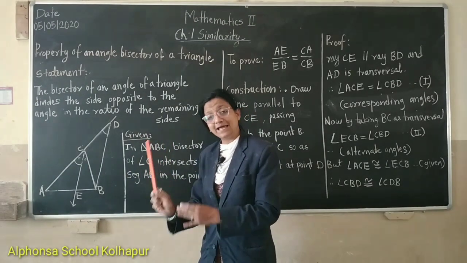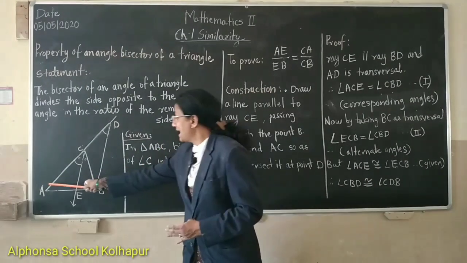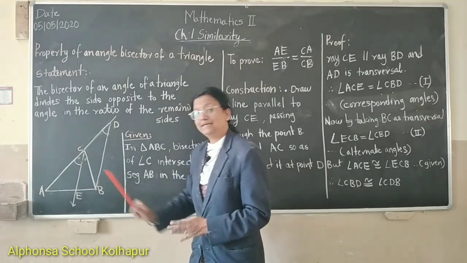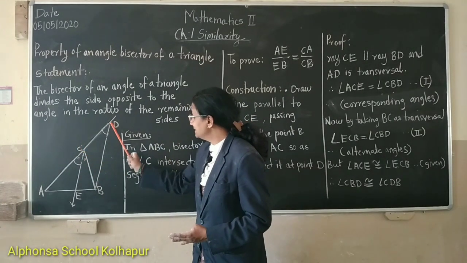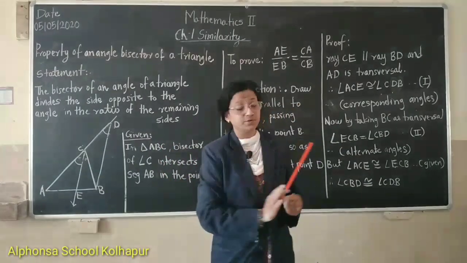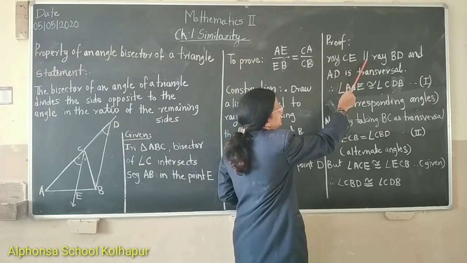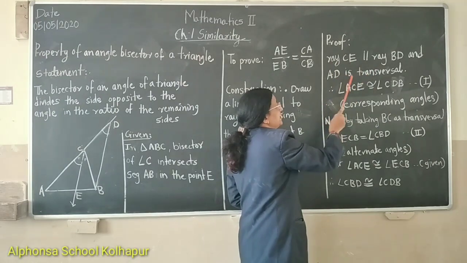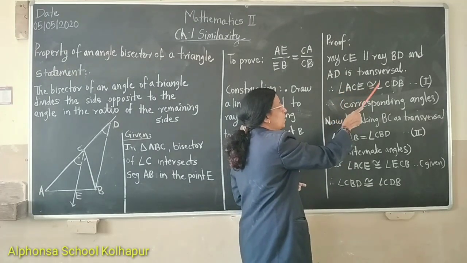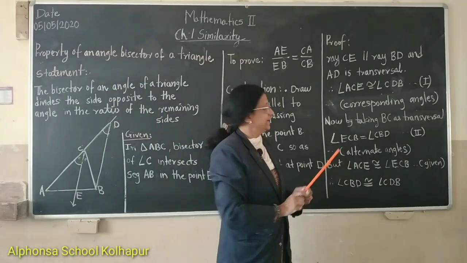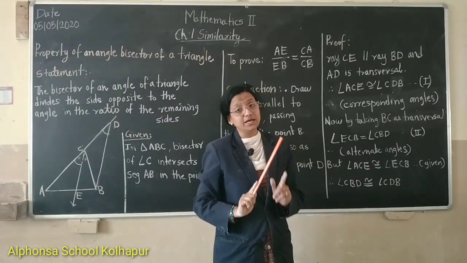So as the lines are parallel, corresponding angles are congruent. Hence angle ACE is congruent to angle CDB. So let us write down that in our proof. So ray CE is parallel to ray BD and AD is transversal. Hence angle ACE is congruent to angle CDB, being corresponding angles. Remember, we have to write down the reason.